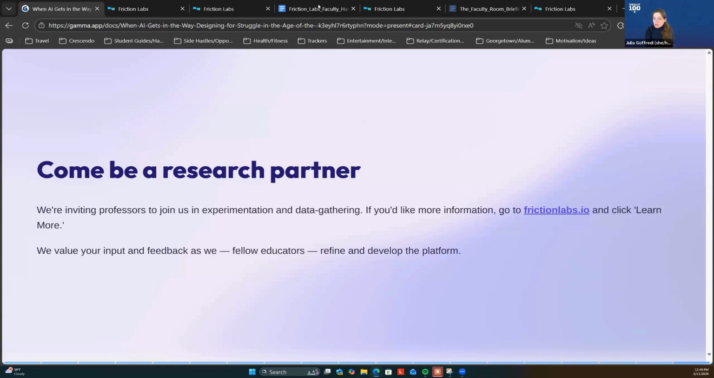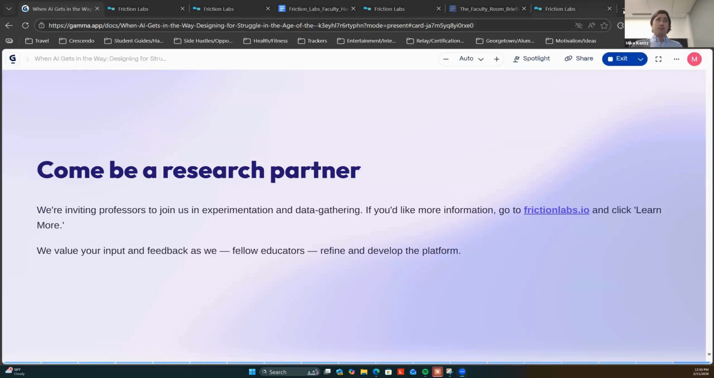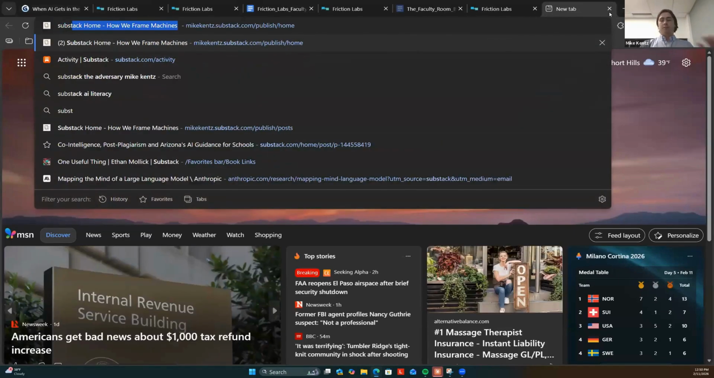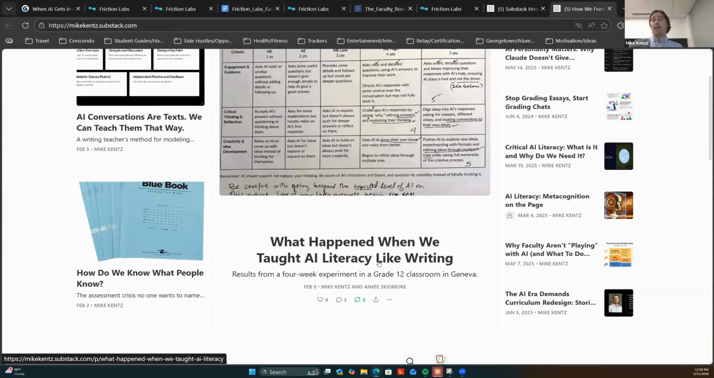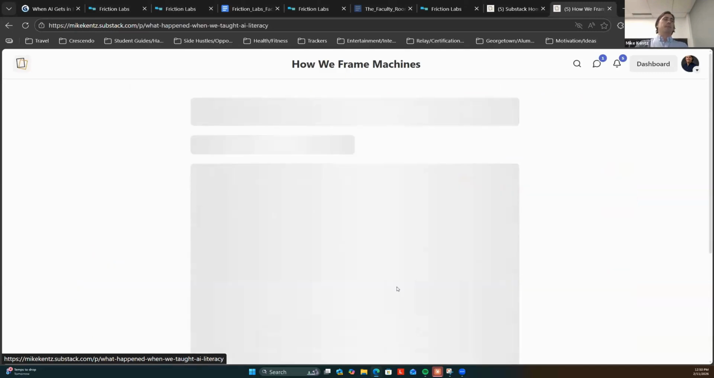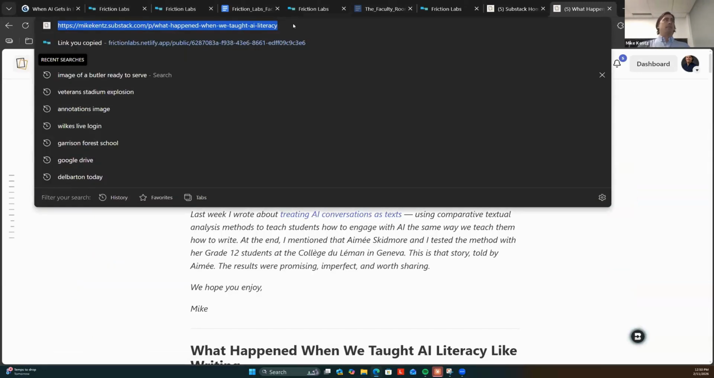But we do have one about links to the research or surveys to date. Yeah, so we posted on my blog, we did a preview of the Elsevier study that's going to come out later this summer. That's essentially the only one of the research that I shared with you. The name of the blog is How We Frame Machines. Here it is: What happened when we taught AI literacy like writing? I'll put this in the chat, but the full version of this study will come out later this summer.